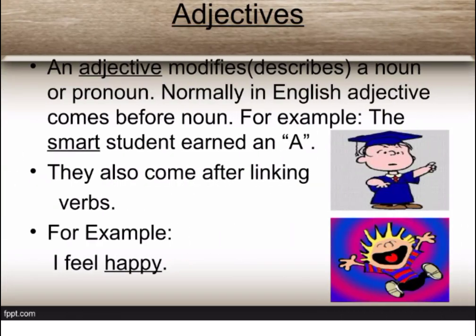Adjectives. An adjective modifies or describes a noun or pronoun. Normally in English, an adjective comes before the noun. For example, the smart student earned an A. They also come after a linking verb. For example, I feel happy.